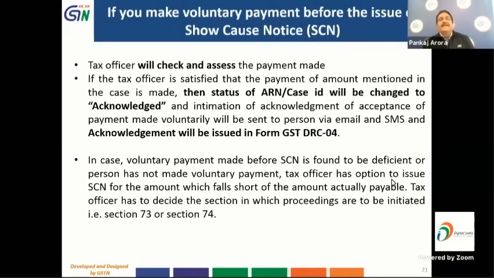So whenever a taxpayer makes a voluntary payment before the issue of show cause notice, the officer will check and assess. If he is satisfied that the payment amount is correct, then he will issue an acknowledgement in form DRC-04, and if any differential amount is to be paid on the same grounds, then a notice can be issued for the demand of such differential amount.